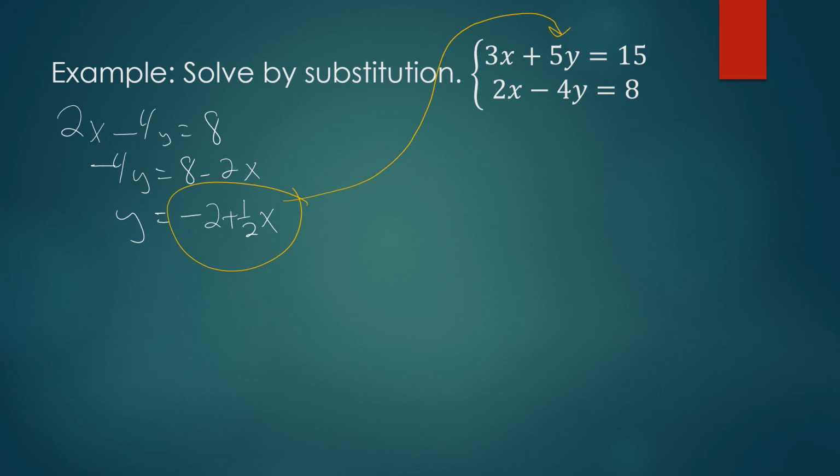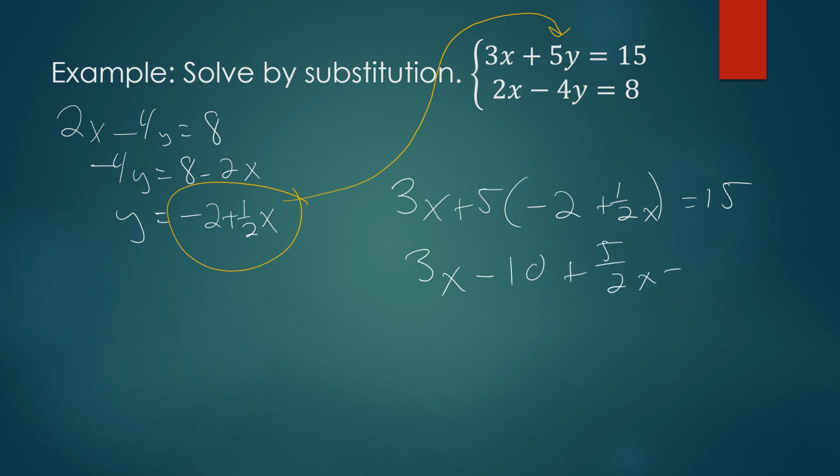So this is my substitution. 3x plus 5 times the quantity of negative 2 plus 1/2 x must equal 15. Now I have one equation with one unknown value, and I can now solve for that unknown value. 3x minus 10 plus 5/2 x must be 15.